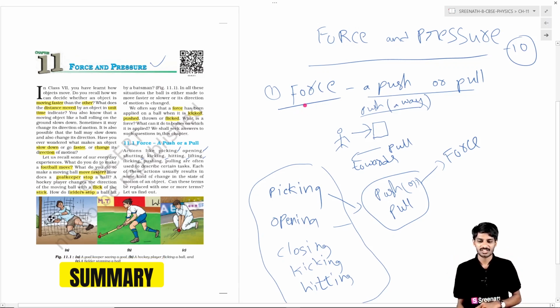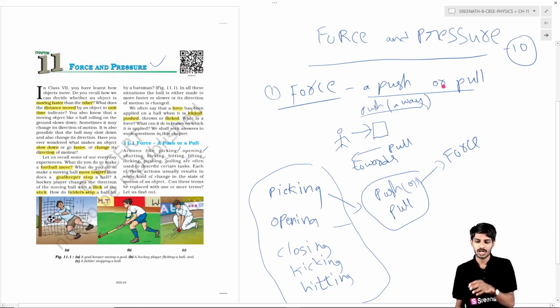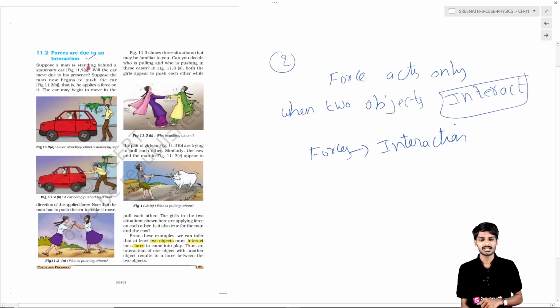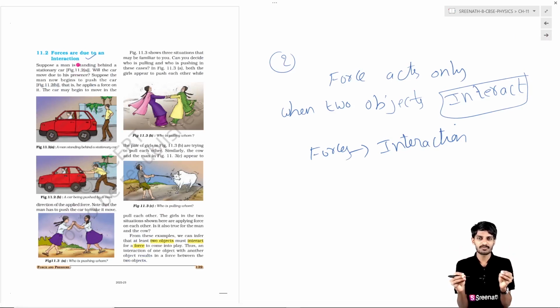What are the topics? First topic is force. Force is nothing but a push or pull. In activities like picking, opening, closing, kicking, hitting, in all these activities we are pushing or pulling, which means we are applying force. Next, forces are due to an interaction. In order to experience force, we need at least two objects. They must interact with each other, then only force will come into play.